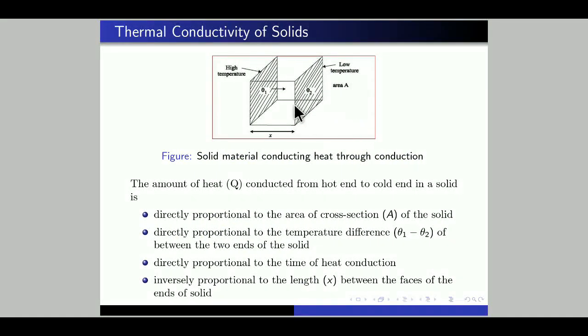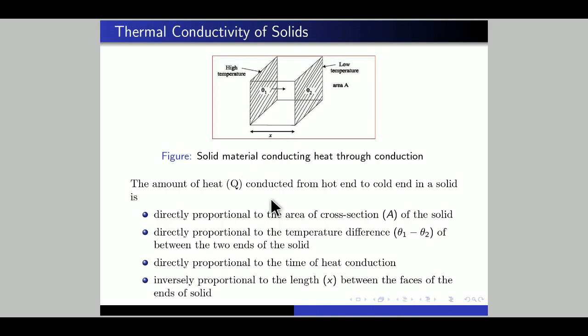Consider a rectangular block of solid substance which has opposite faces of different temperatures, theta 1 high temperature, theta 2 low temperature. Opposite faces have the same area of cross section A. The hot end and cold end of the solid are separated by a distance or length x.